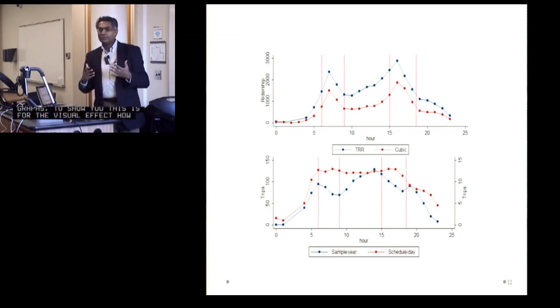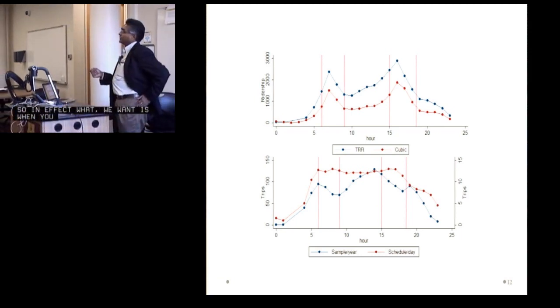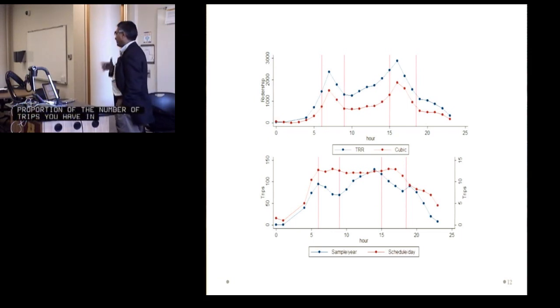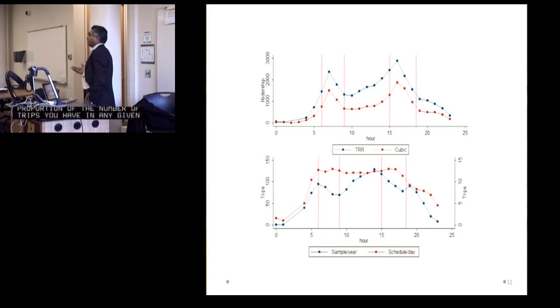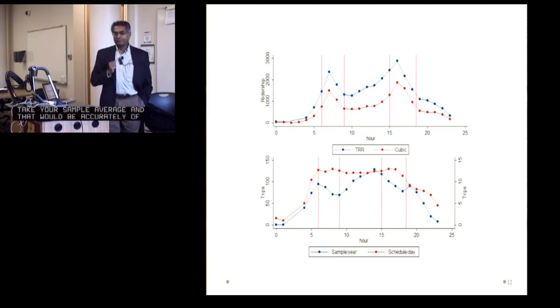So in effect, what we want is to sample in proportion to the number of trips you have in any given hour. So if in some hours you have more trips, you sample more. And if you do it proportionally, then you can take your sample average, and that would be an accurate way of calculating the overall average ridership.